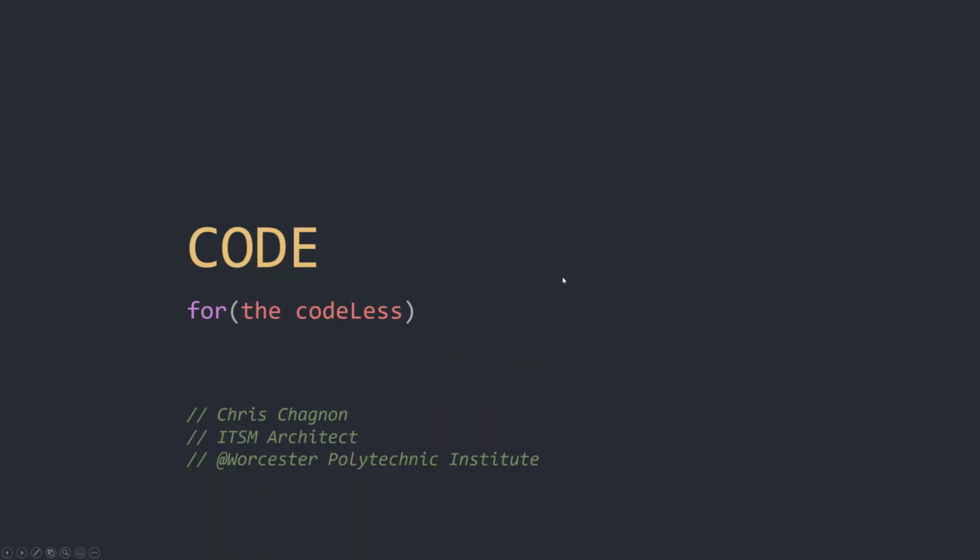Good afternoon. All right. So to get right into it, because we do have a limited time here and I do want to leave some time for some feedback and questions, this is a session called Code for the Codeless. My name is Chris Chagnon. I'm an IT Service Management Architect at Worcester Polytechnic Institute, but probably not the Worcester or Worcester that you're all familiar with.